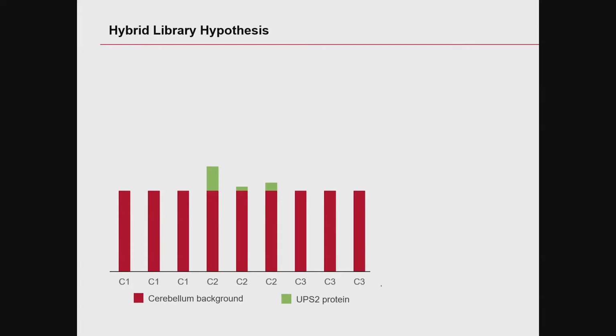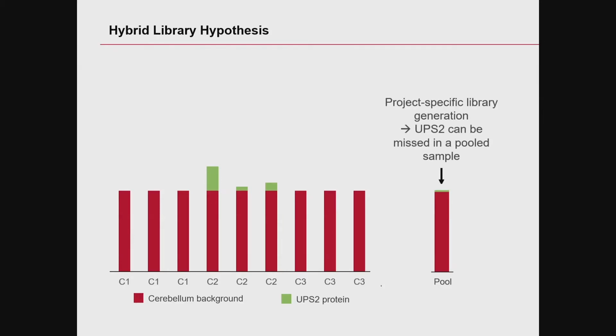So this is a hypothetical example where you would have 9 samples. And you have a protein of interest, in this case could be a UPS2 protein, and it's only highly abundant in a few samples. Now, in the standard way of how we build the libraries, we make a pool of all those samples and we build the library based on this. But because the signal of this protein is really diluted in the pool of samples, it's not so easy to pick it up while you build your library.